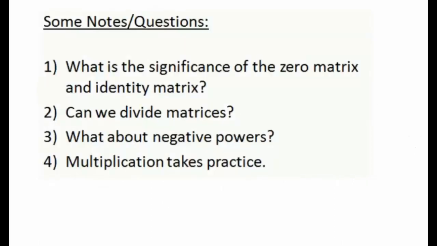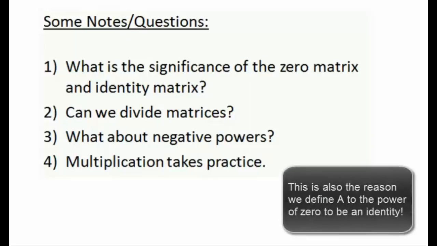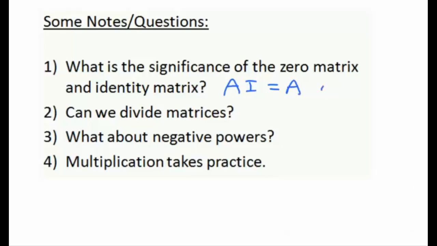As always, I have a couple of questions and notes for you at the end of this lesson. The first question that you may have thought of as we were working through was, what is the significance of these two special matrices we saw, the zero matrix and the identity matrix? Now, for the identity matrix, it's actually quite an interesting object. It's going to act like the number 1 when we perform multiplications for matrices. That is, if we have matrix A times an identity matrix, that's equal to A, or if we have identity matrix times A, this is equal to A.